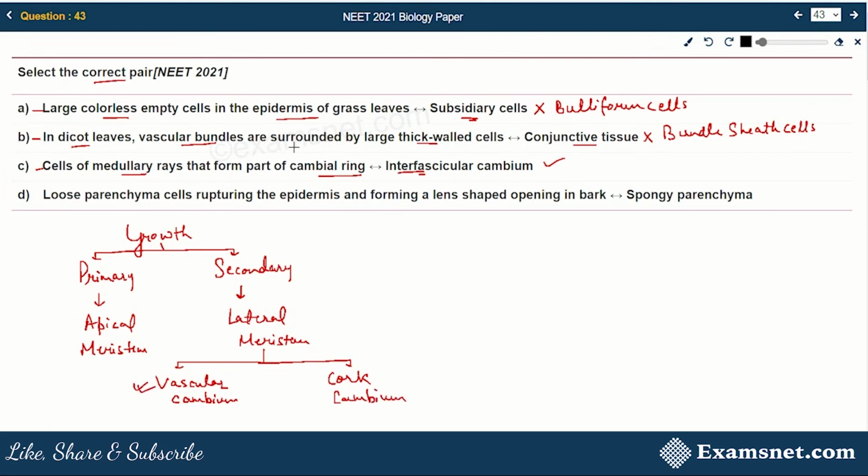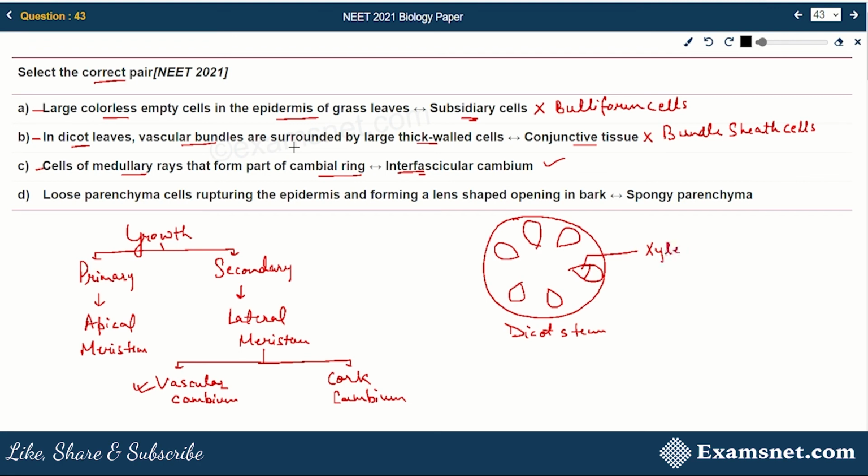So let's see about the vascular cambium. Suppose this is the transverse view of a dicot stem. Here you will see a large number of fascicles present. Now these fascicles have their inner part as the primary xylem, whereas the outer part is primary phloem. In the young stem, vascular cambium is present in patches as a single layer between the xylem and phloem. You can see here this layer is of vascular cambium.